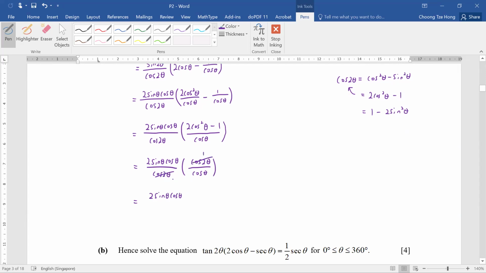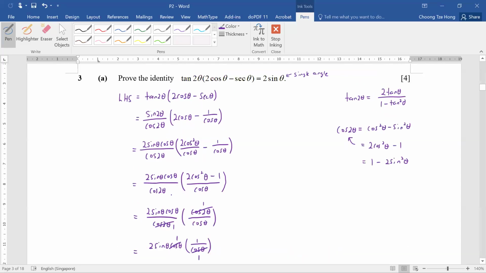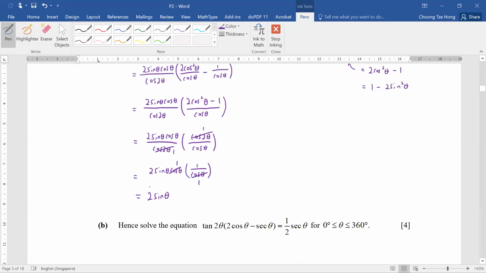Then we'll be left with 1 over cosine theta inside. So 2 sine theta cosine theta times 1 over cosine theta. And now the cosine theta will cancel off, and then we will be left with the 2 sine theta, right, that they want us to show. So just like this, we have shown the right hand side.